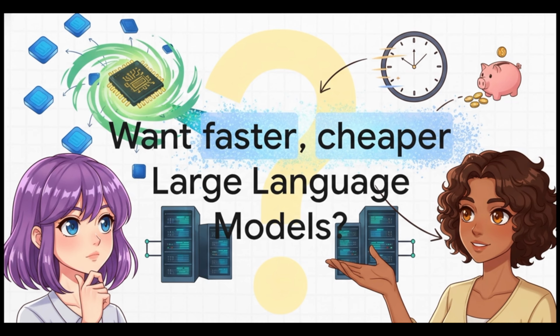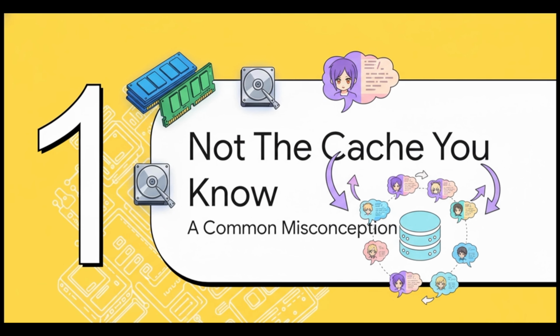It's pretty much the holy grail for anyone building with this tech. And believe it or not, prompt caching is one of the absolute best answers we have right now, because it's all about making your models work smarter, not just harder. Okay, but first things first. We have to clear up a really common misunderstanding.